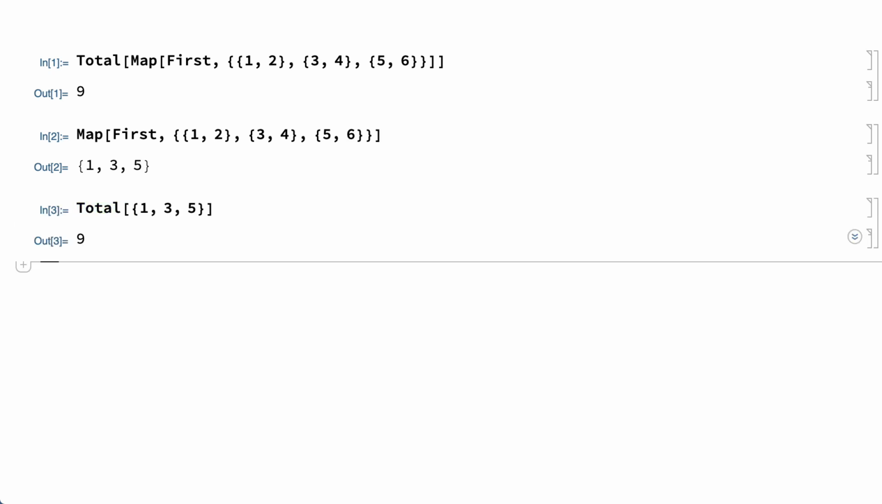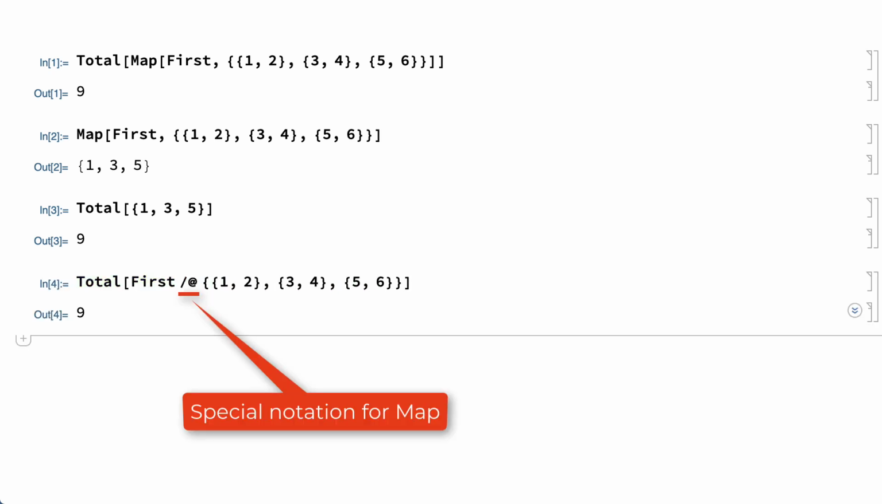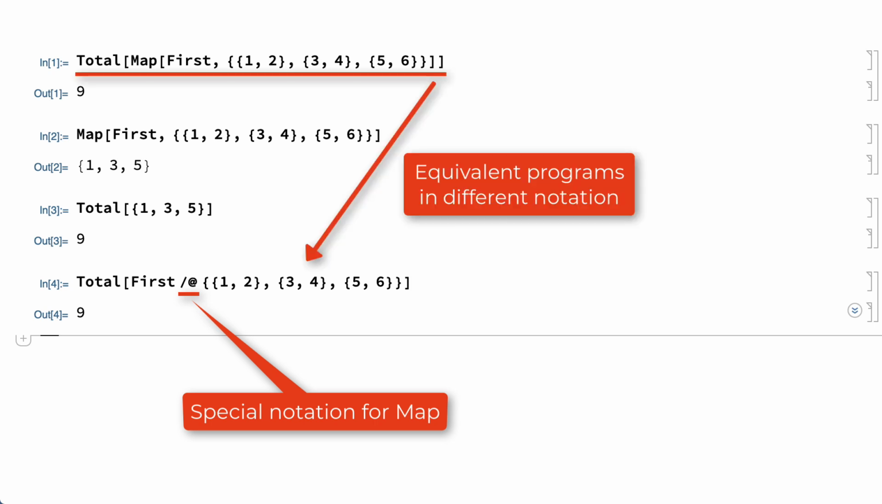One alternate way of entering this program is shown by this input, where the map function is entered using the /@ operator, which is a special notation for the map function. This is the same program, just entered in a different notation.